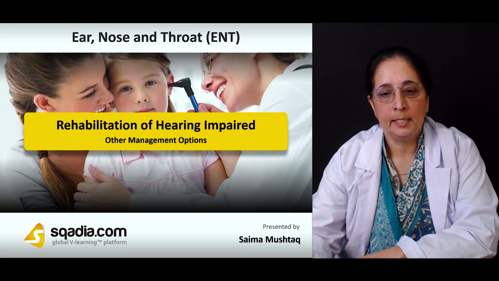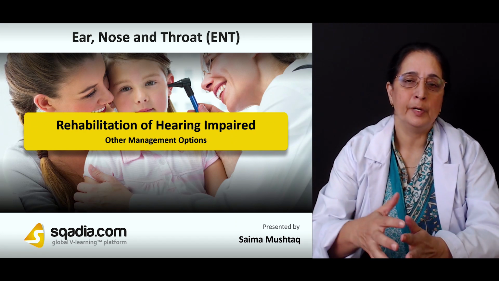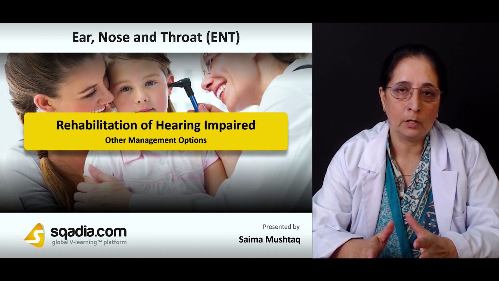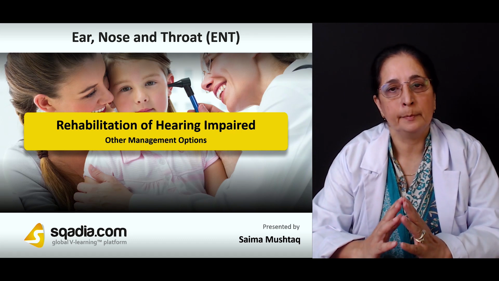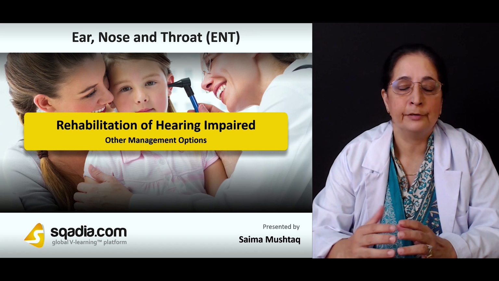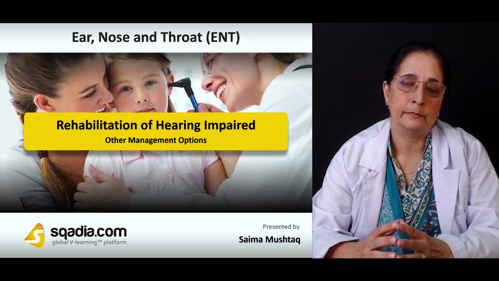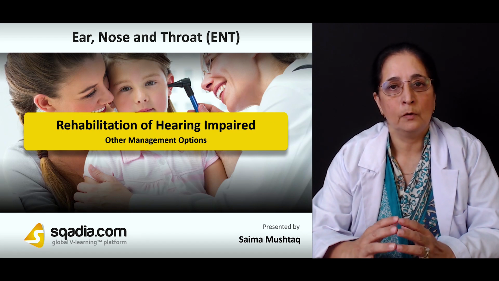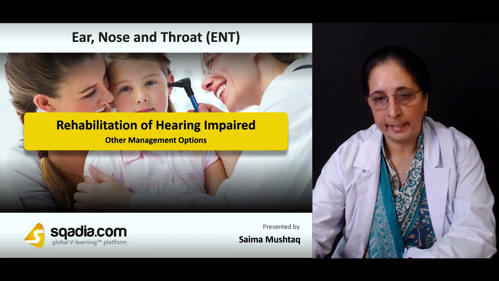Now let's start with section 5 of our lecture, in which we will talk about some other management options for the hearing impaired rehabilitation. We already talked in detail about different hearing aids: conventional type, bone anchored rehabilitation type, different implantable hearing aids, and also the cochlear implants, which are used for sensorineural hearing loss. So now, what are some other devices or other management options for the hearing impaired?